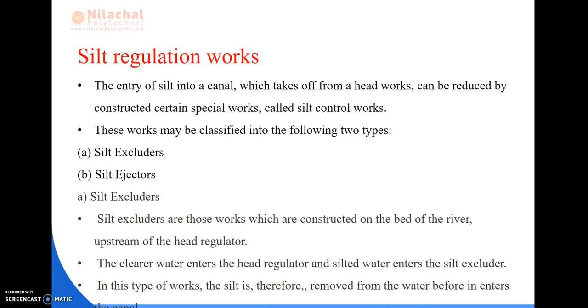Silt excluders are those works which are constructed on the bed of the river upstream of the head regulator. The clearer water enters the head regulator and the silted water enters the silt excluder. In this type of work, the silt is therefore removed from the water before it enters the canal.